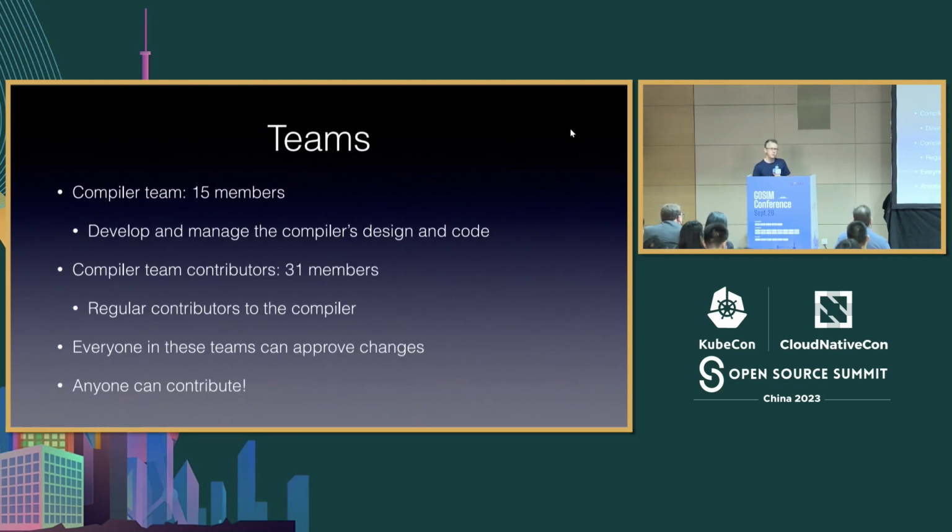In terms of people and how people work on the compiler, the core team that works on the compiler has 15 people in it. They're the people who are primarily responsible for developing and managing the compiler's design and code. And then adjacent to that is the compiler team contributors, which is a group of currently 31 people, and these are also regular contributors to the compiler. And what these 2 teams have in common is that these are the people who can approve changes to the compiler. But of course, it is an open source project, and anybody can make a contribution to it.